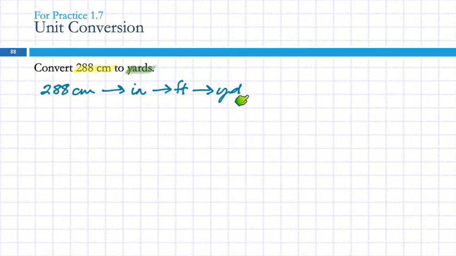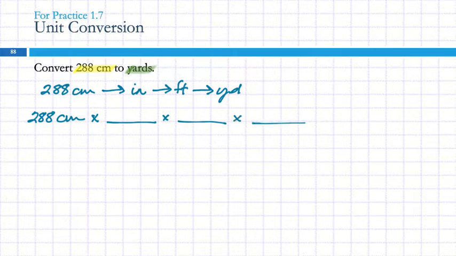So this then tells us how to set up our equation. We take what we're given here, 288 centimeters. There's 3 arrows, right? 1, 2, 3. There's going to be 3 fractions. 1, 2, 3.